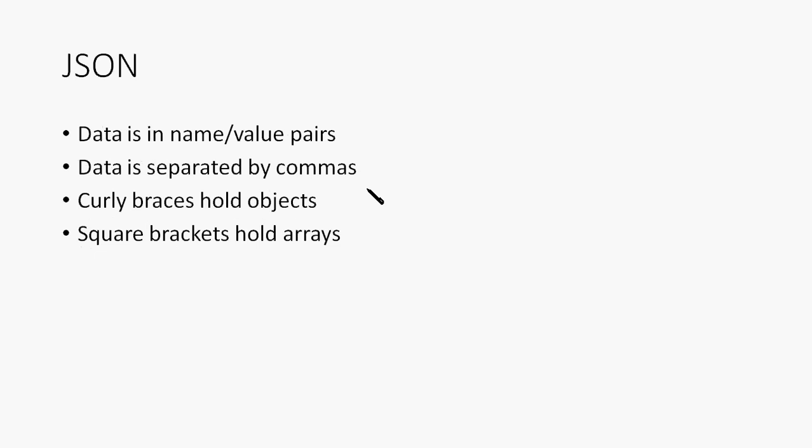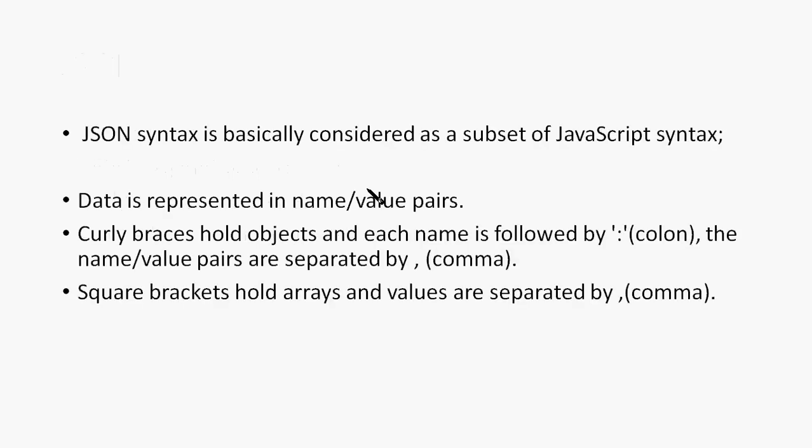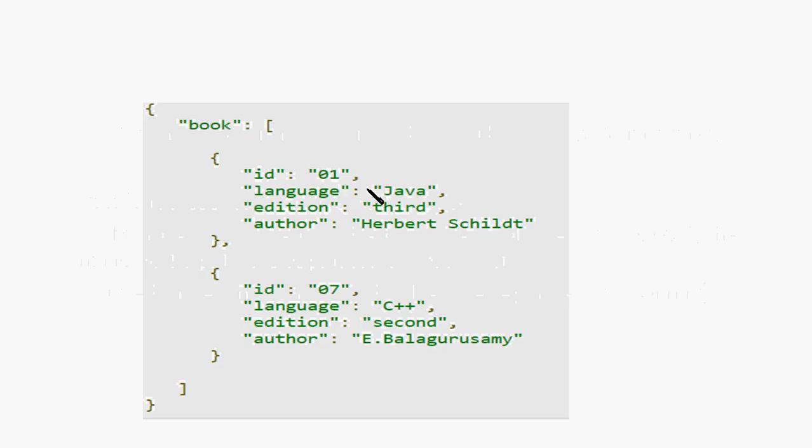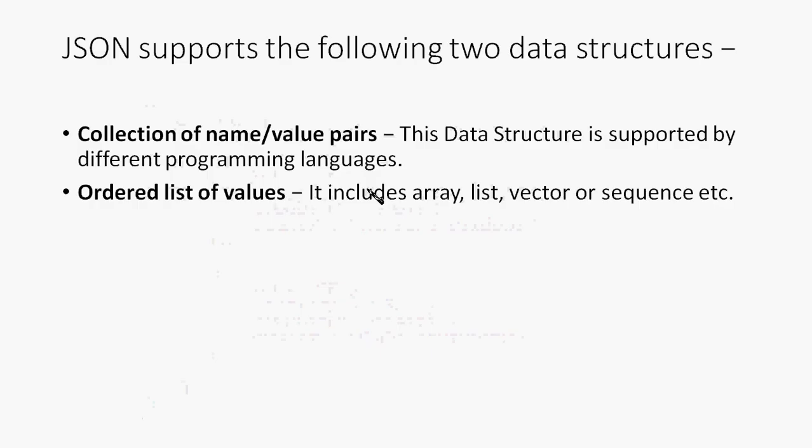In JSON, the data is represented in the form of name-value pairs, and the data is separated by commas. Curly braces are used to hold objects in JSON, and square brackets are used to hold arrays. The syntax of JSON is very similar to JavaScript syntax, as I already mentioned. Each name is followed by a colon, and the values are separated by commas. This is another example of JSON.